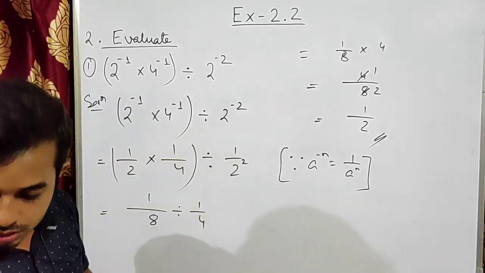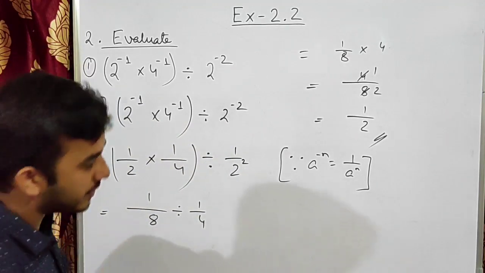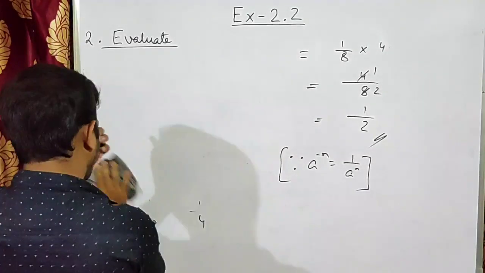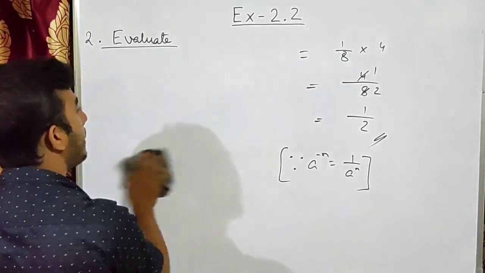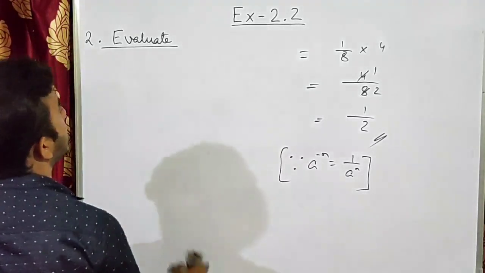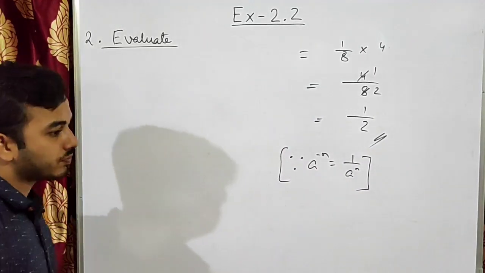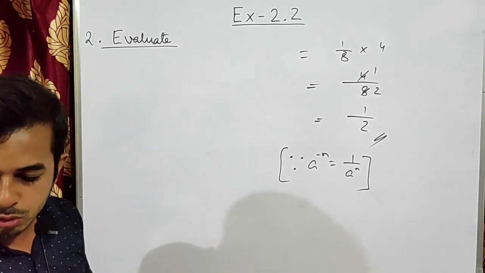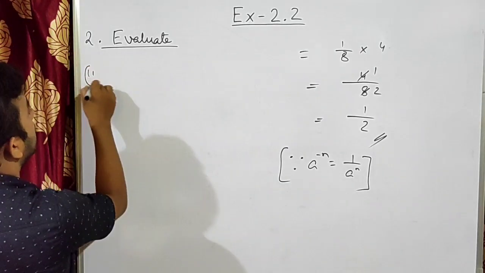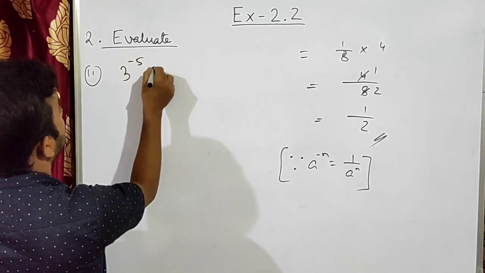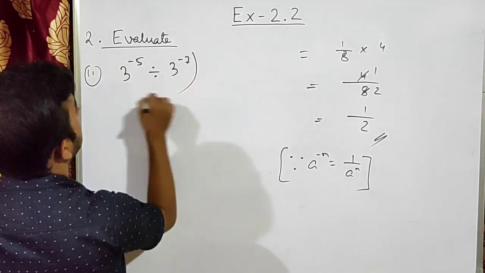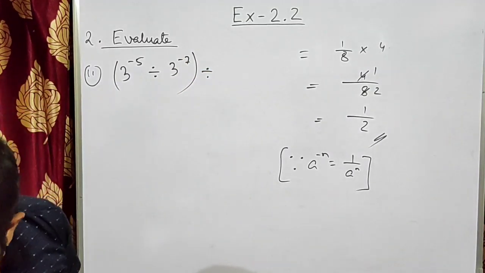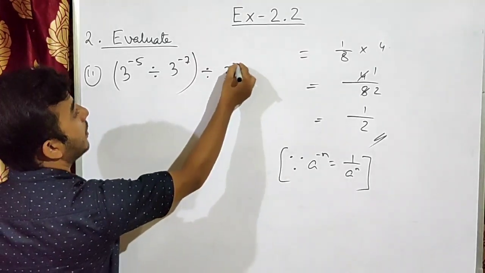Okay, so the next question is 3 to the power minus 5 divided by 3 to the power minus 7. Let's write 3 to the power minus 5 divided by 3 to the power minus 7. Then again the whole divided by 3 to the power minus 2. Clear? 3 to the power minus 2.